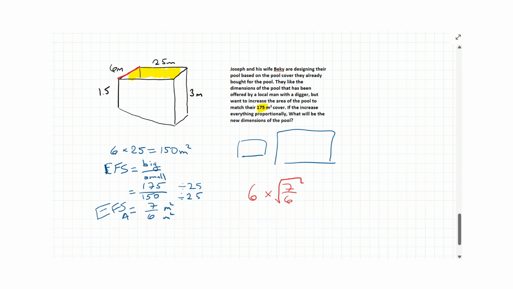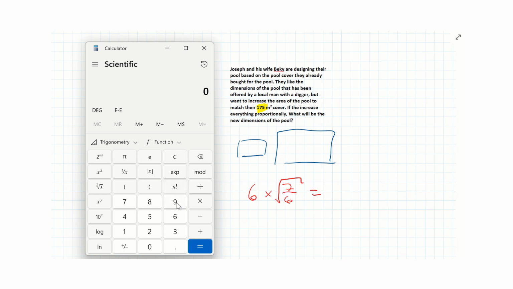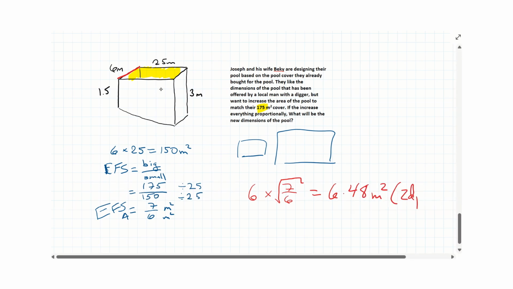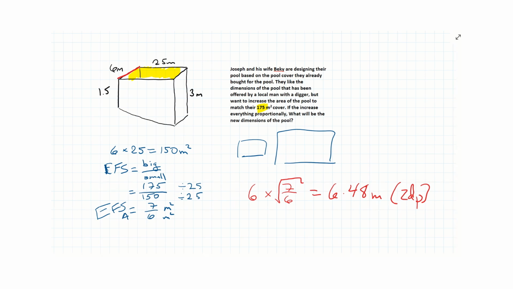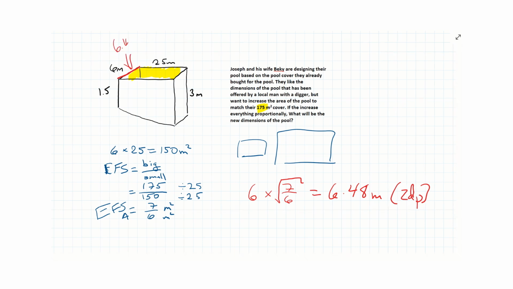When we do the math on that, I'm going to admit I'm a very, very intelligent man, but I'm not so intelligent to be able to work this out. So I'm going to use my handy dandy calculator right here. Square root of 7 over 6 times 6 is going to be 6.48. We'll go with 6.48 to 2 decimal places. Oops, I put meters squared. That's not what I meant. 6.48 meters. So in our new pool, this value right here is going to be 6.48.